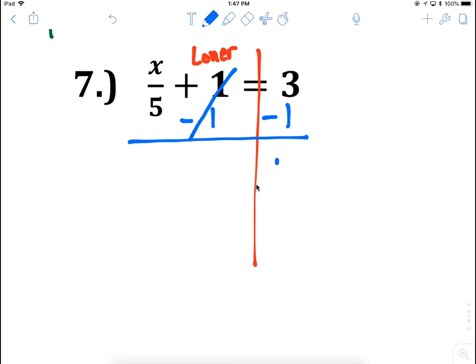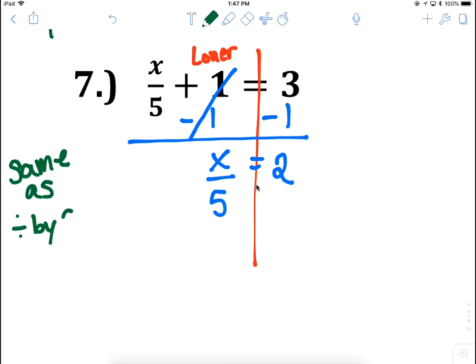3 minus 1 is going to make a 2. X over 5 is still there. We didn't do anything with that yet. So if I was to ask you what would we do next, well, we got to get rid of the 5. Remember that if you say over 5, that's the same as divide by 5. So if that 5 is dividing, how would we cancel it?